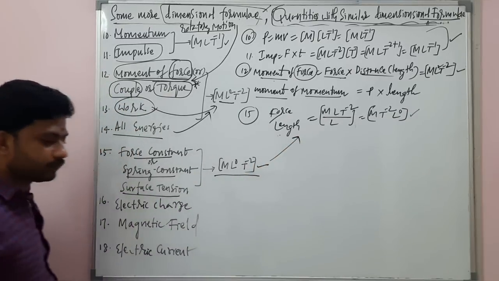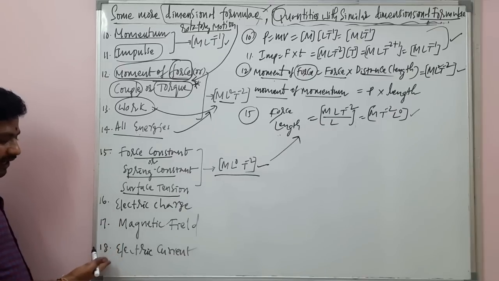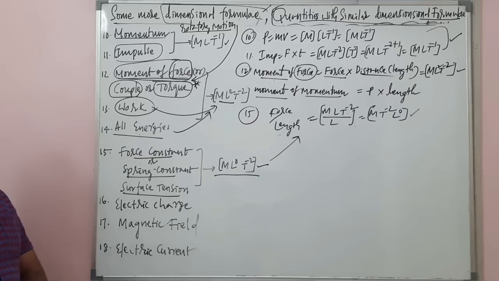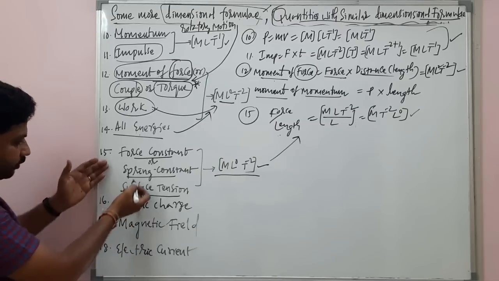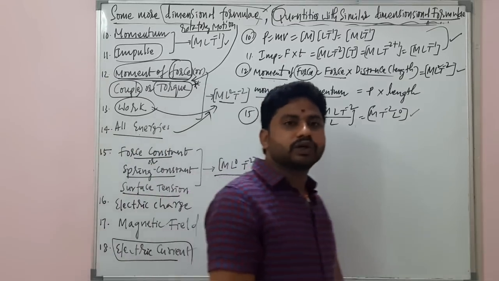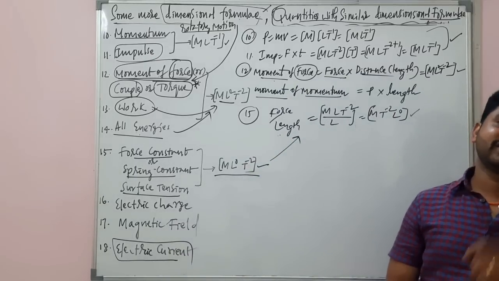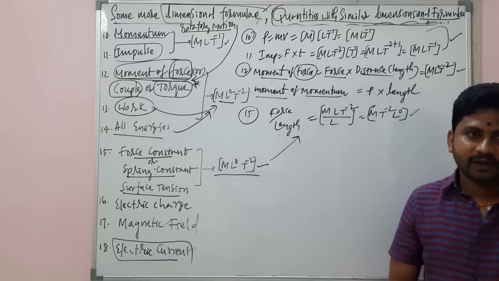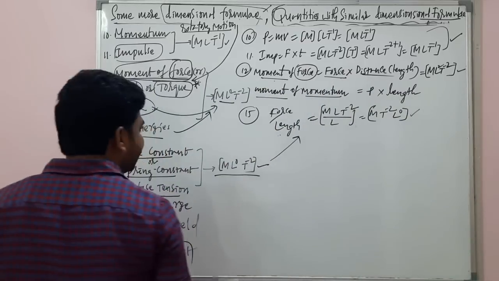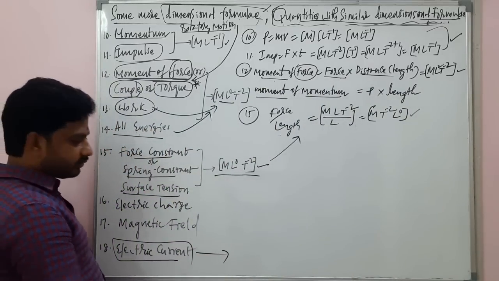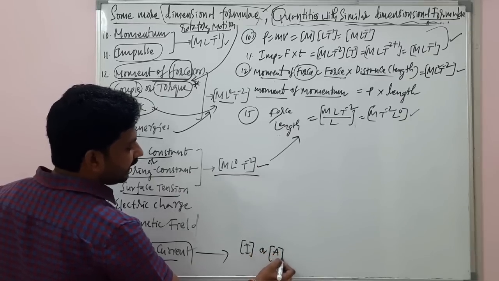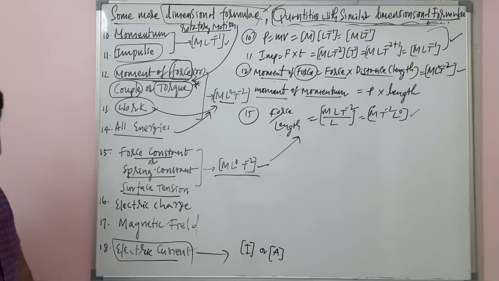Alright. 16, 17, 18, I have not written any dimensional formula here. Why? Let's see. Before moving to the 16, let's start with 18, electric current. Why am I starting with 18? Because electric current is one of the fundamental physical quantities in physics. Yes or no? Its dimensional formula we can write directly. What is its dimensional formula? Electric current: I in square brackets, or A, ampere. Anything you can use, no problem.